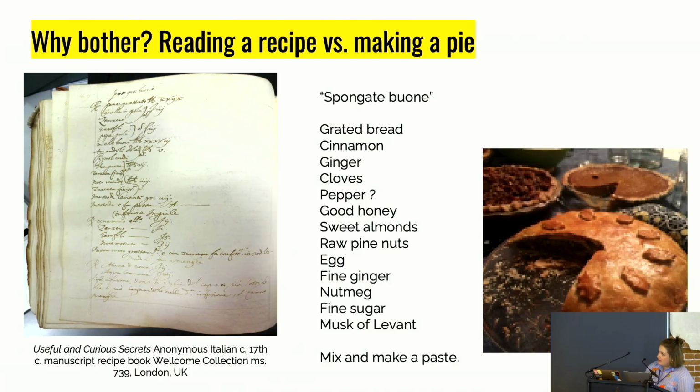So when I made this, I was thinking things like, how many people is this supposed to feed? Because it calls for like 25 pounds of breadcrumbs. What's the difference between ginger and fine ginger? And what am I supposed to do with the paste? It just says like, make a paste. Well, then what?